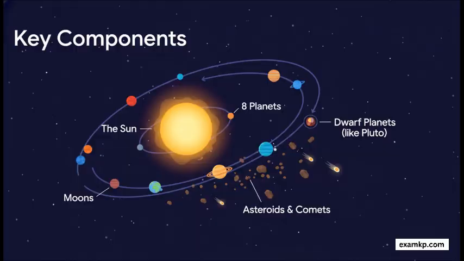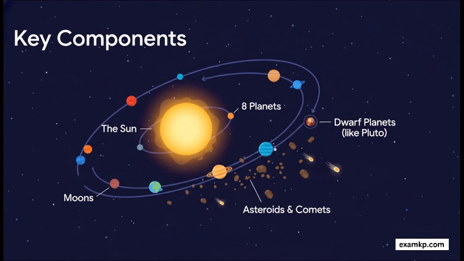We need to get the big picture clear in our heads before we zoom in on the smaller details. First things first, here is the official definition you need for your exams. Now listen, the most crucial part here, the key word that will get you the full mark is bound by gravity. You have to mention it. The sun's massive gravitational pull is like the super glue that holds our entire cosmic neighborhood together.